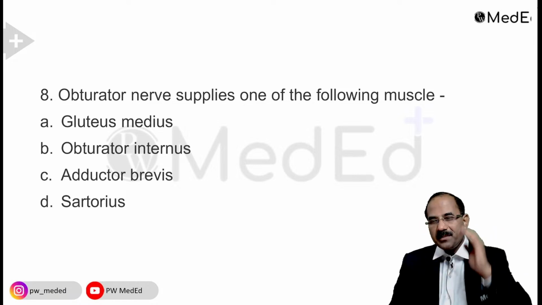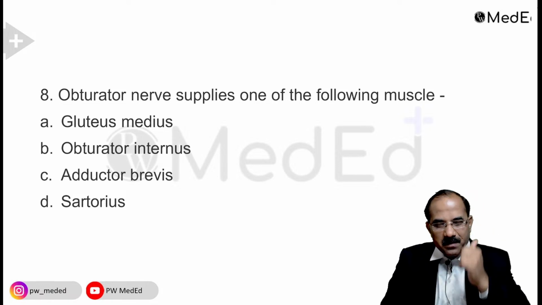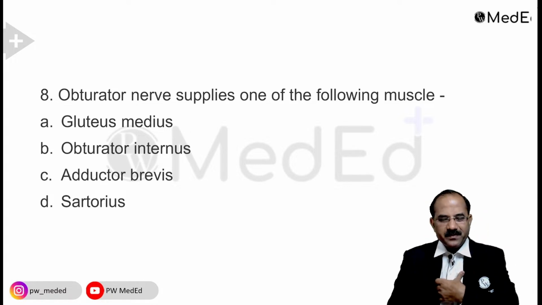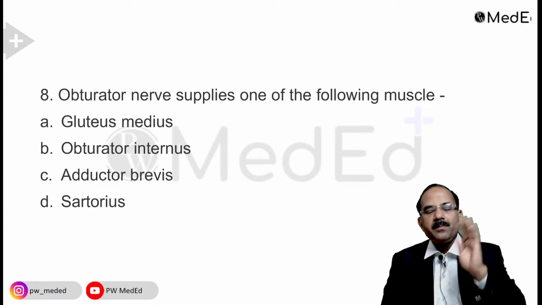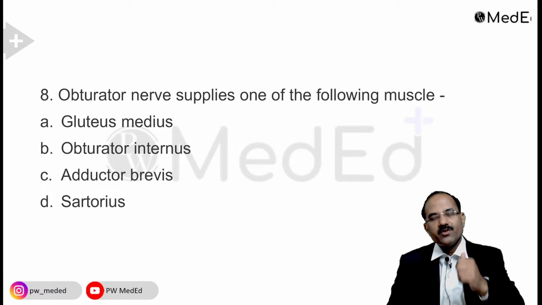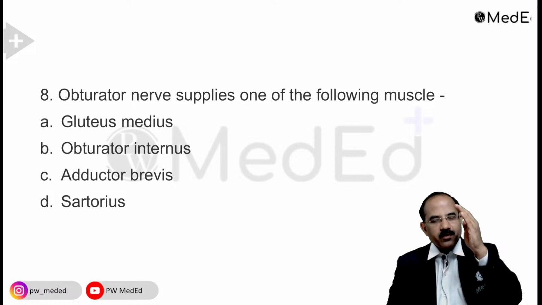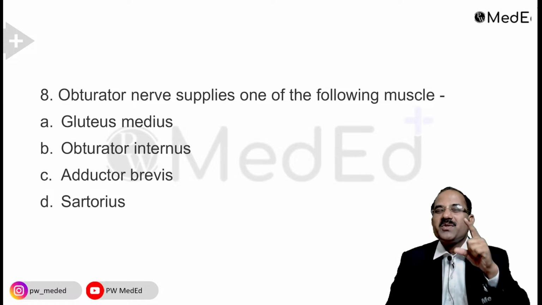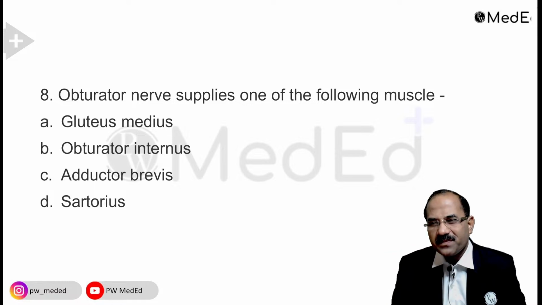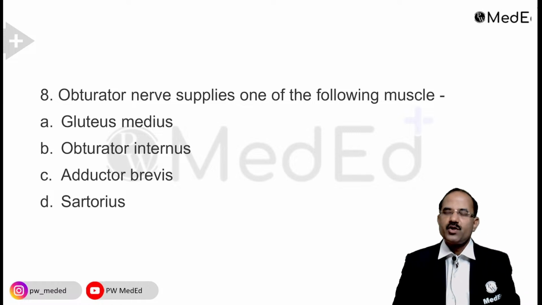By the way, children, tell me, thigh has got three compartments. One is the anterior compartment, one is the medial compartment, and one is the posterior compartment. We know this, right? Which is the nerve of the anterior compartment? Femoral nerve. Which is the nerve of the medial compartment? Obturator nerve. And which is the nerve of the posterior compartment? Sciatic nerve.